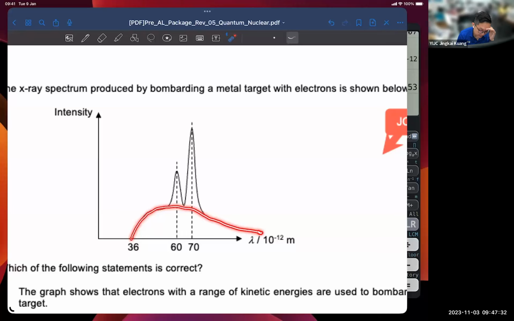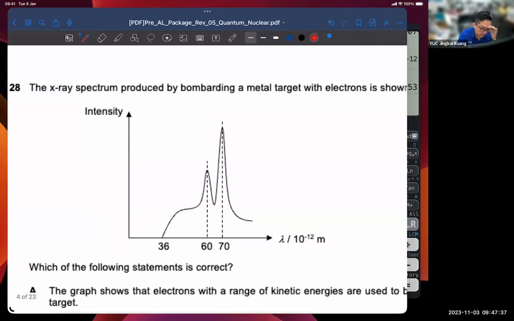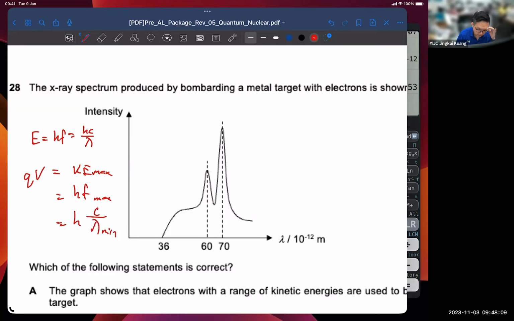So there's a minimum wavelength here. Remember, if you talk about photon energy, this is E equals hf equals hc over lambda. So if I have a maximum KE, remember the electrons gain energy from my accelerating potential. If I set up the potential V, QV will give me the KE max of my incoming electrons. That means this will correspond to an hf max, which will correspond to an hc over lambda minimum. Then these peaks here are your characteristic wavelengths of the metal.